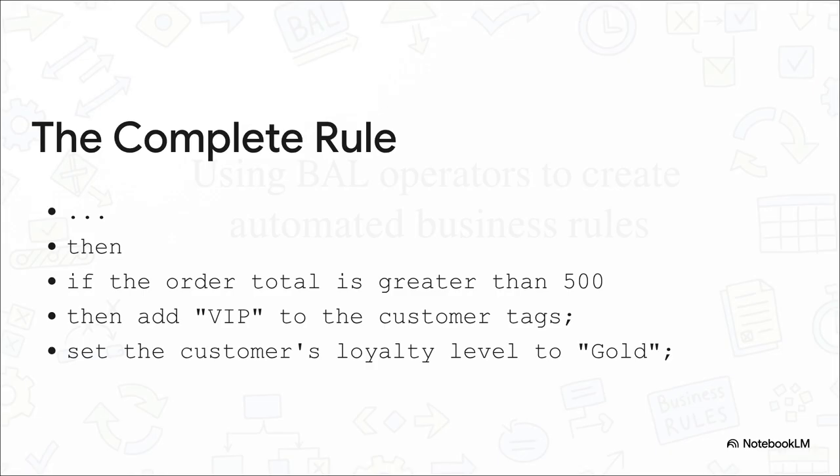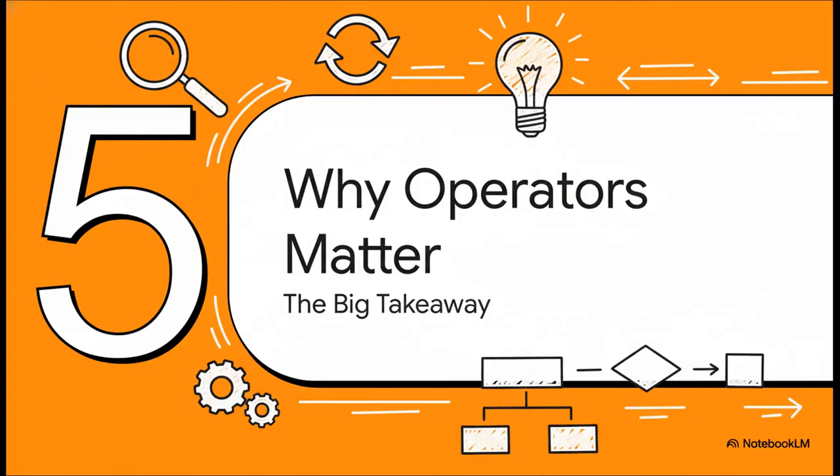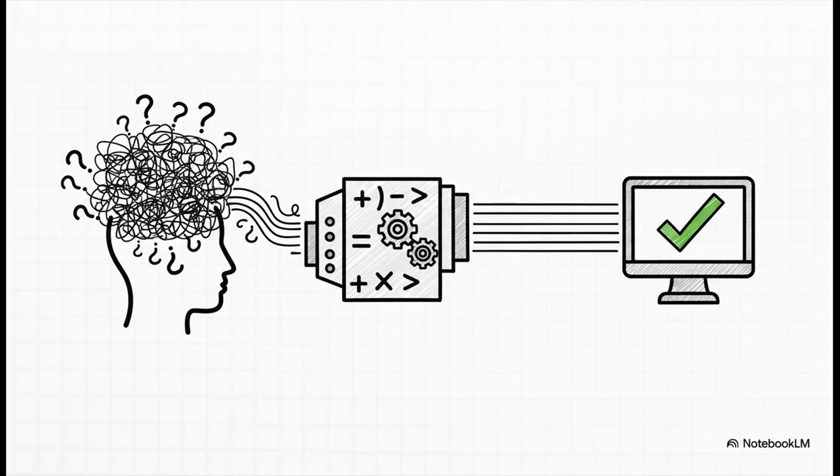I mean, look at that. In just a few readable lines, we've built a really powerful rule that automatically finds high-value customers and gives them an upgrade. So after going through all that grammar, let's zoom back out. Why does any of this really matter? What's the big takeaway? It's because these operators, as simple as they seem on their own, are the essential bridge. They allow a business to take all of its nuanced, complex human knowledge, all those if this happens, but only if that is also true scenarios, and translate it all into clear, unambiguous instructions that a machine can execute flawlessly millions of times over. They turn logic into action.